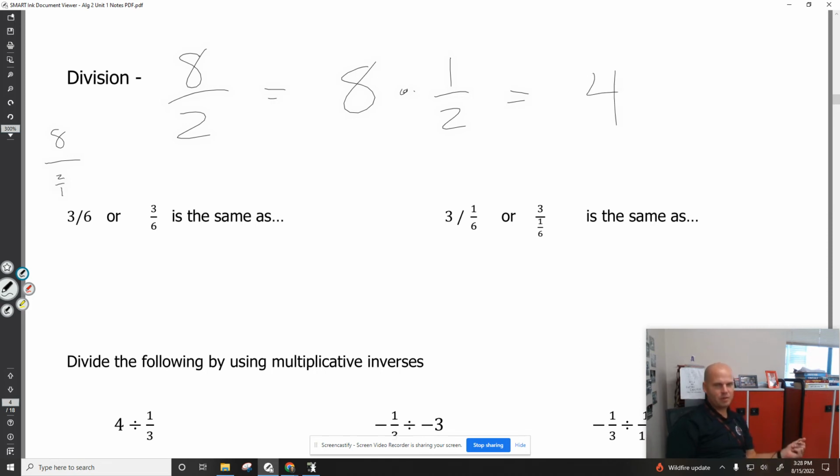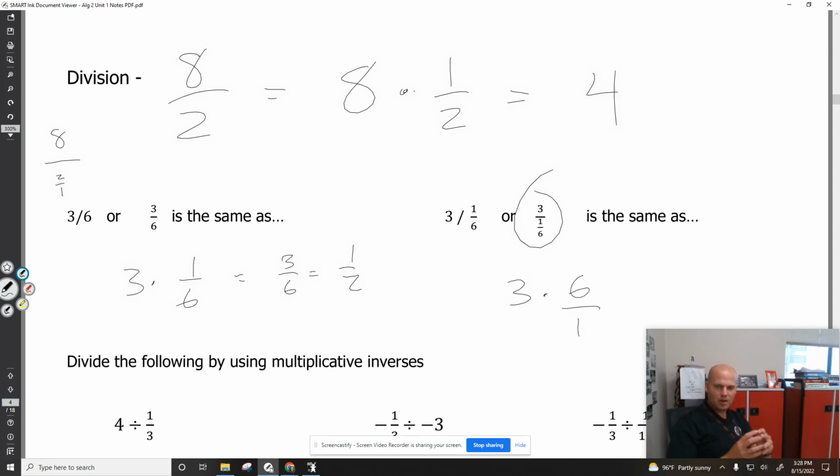Now for this one, it doesn't really matter. 3 divided by 6 is 3 times a sixth. It ends up being 3/6, which simplifies to a half, sure. It's when we divide by fractions where it's very important. 3 divided by a sixth is actually the same as 3 times 6 over 1. This is so much easier.